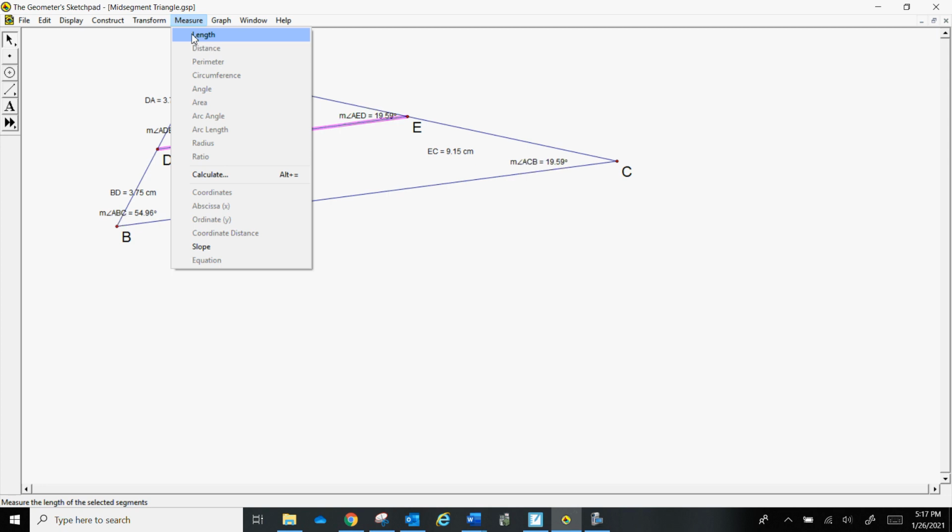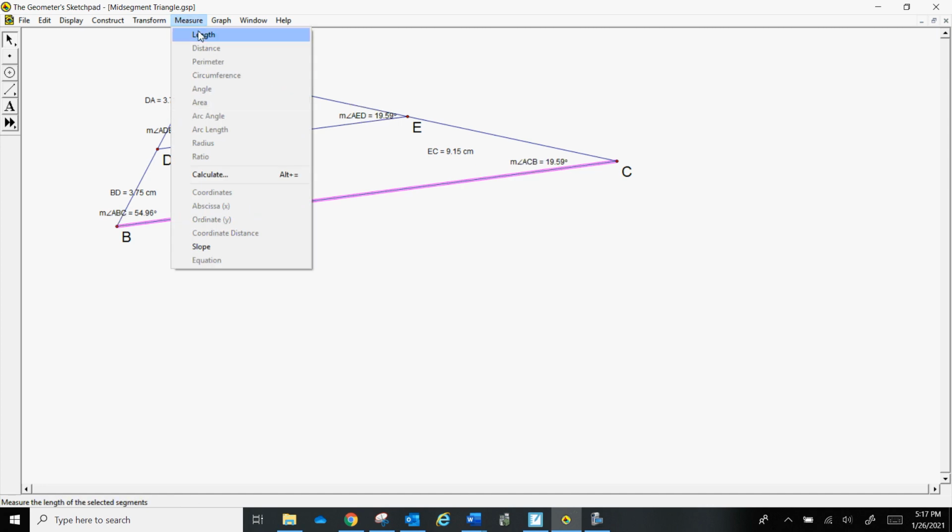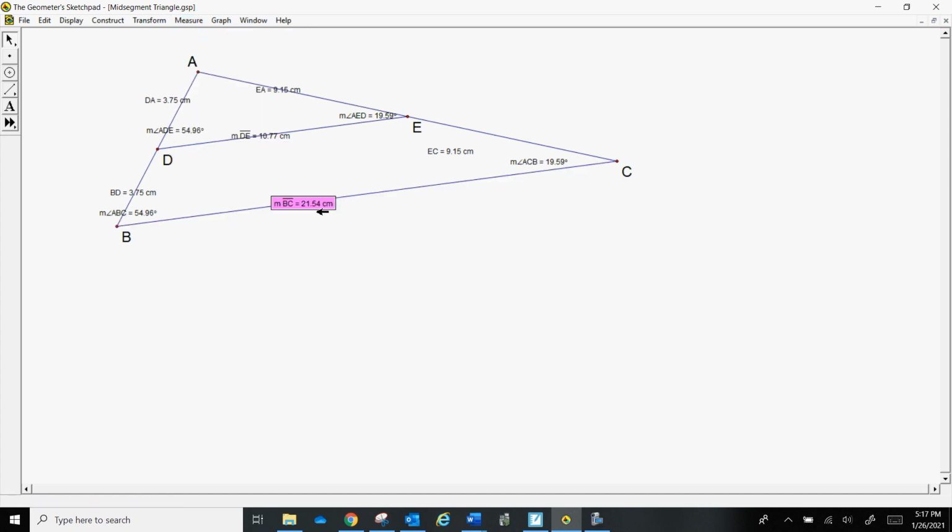So let's measure that mid-segment right there. And that mid-segment right there is 10.77 centimeters long. And let's measure this base right here. And that length right there is 21.54. And you're looking at these things saying, oh, I can't really tell it.